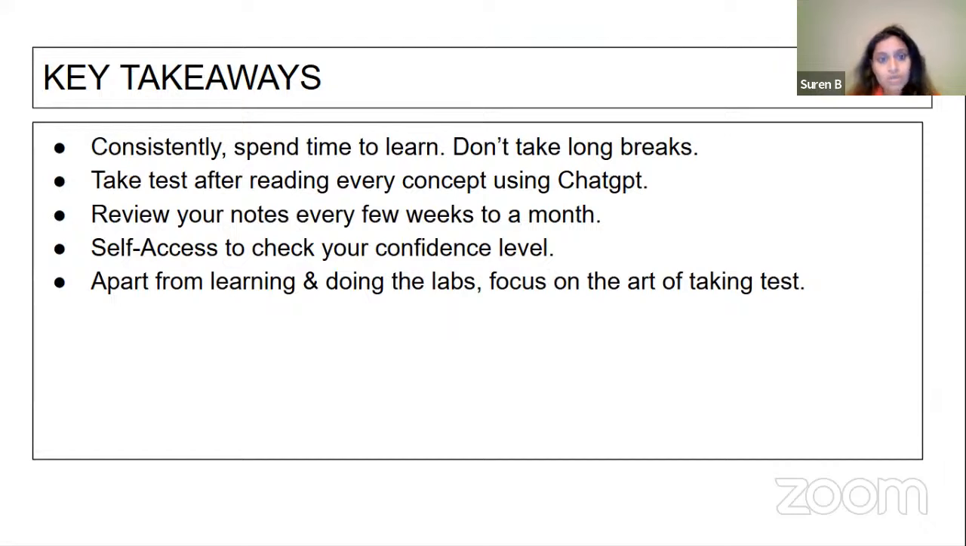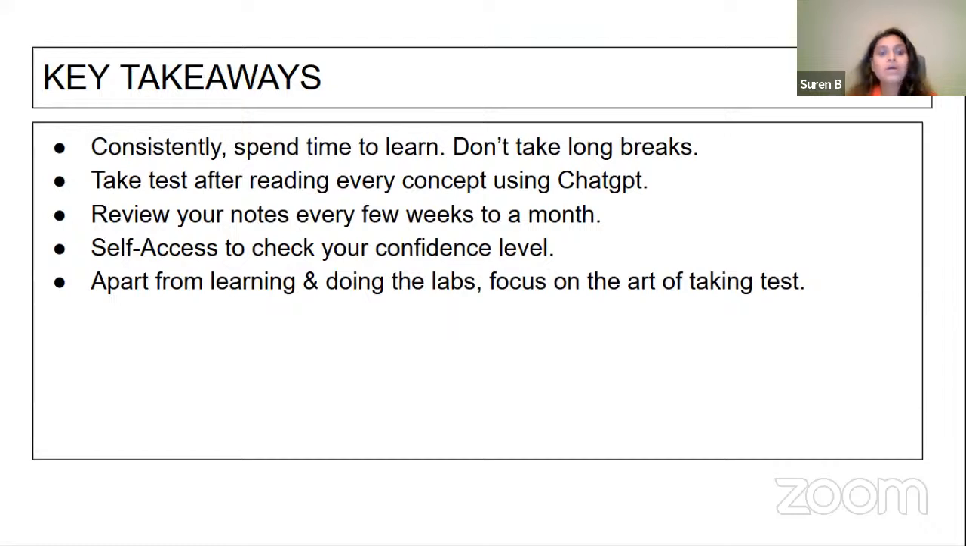Review your notes, every week or every month, whatever you have read in the past, just keep reviewing. Take some time to review your notes. That also helped me. And then do some self-assessment, like take your practice tests, or just like I said, you can go to ChatGPT and ask it to throw some 10 questions for a particular concept with options.